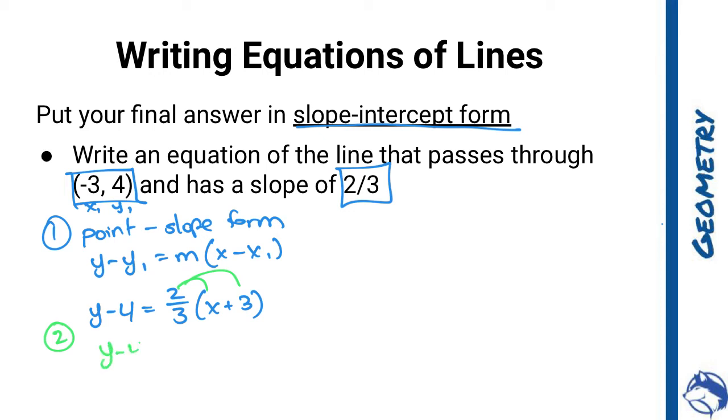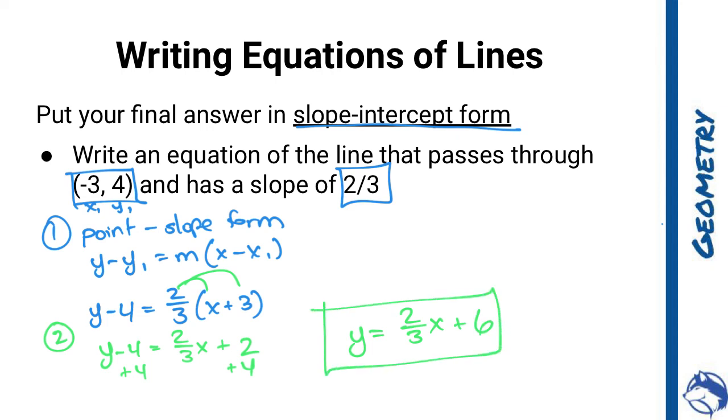So I've got y minus 4 is equal to 2/3 x plus 2. So I'm going to add 4 to both sides, and that leaves me with y is equal to 2/3 x plus 6, which is in slope-intercept form.